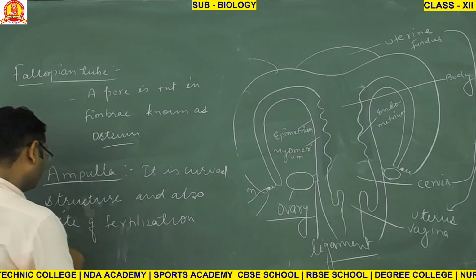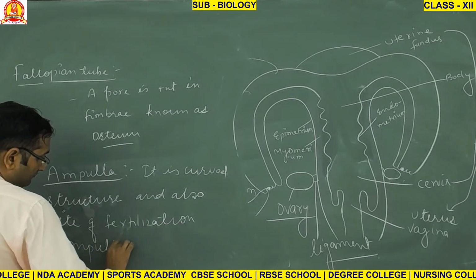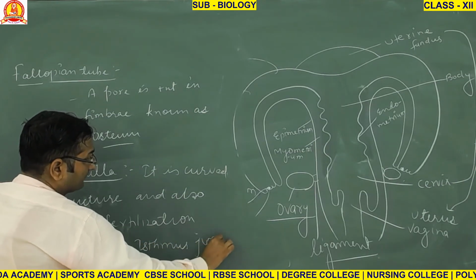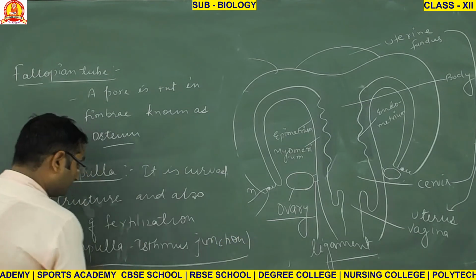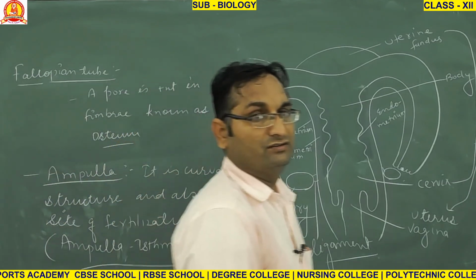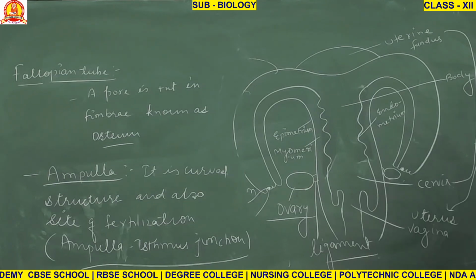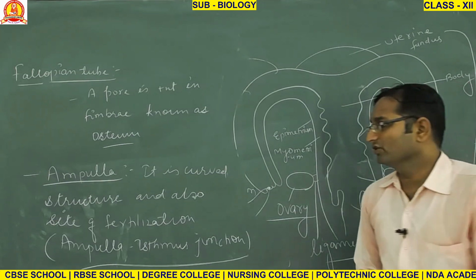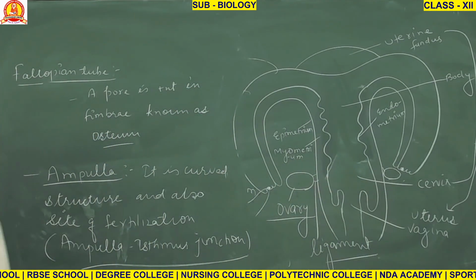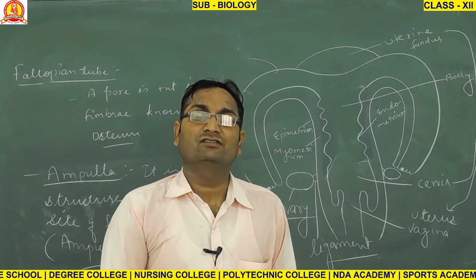The exact answer for the site of fertilization is the ampulla isthmus junction. Ampulla isthmus junction is the actual site of fertilization. After this, the remaining portion we shall discuss in the next lecture.